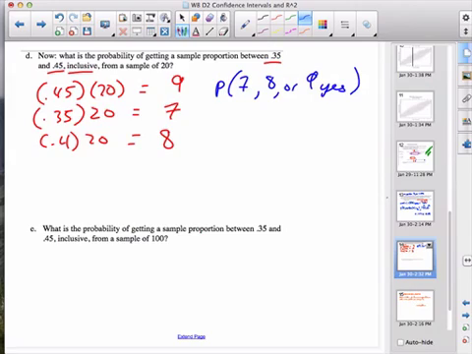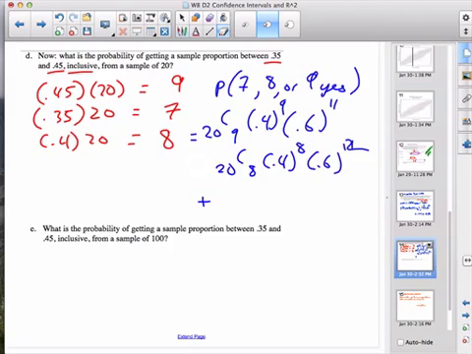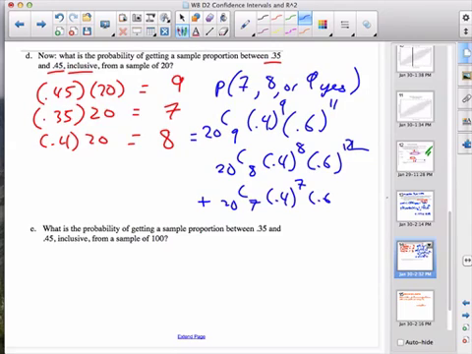Right. So to do that, you do 20C9 times 0.4 to the 9 times 0.6 to the 11, plus 20C8 times 0.4 to the 8 times 0.6 to the 12, plus 20C7 times 0.4 to the 7 times 0.6 to the 13. Nice. So that is how you would calculate it.